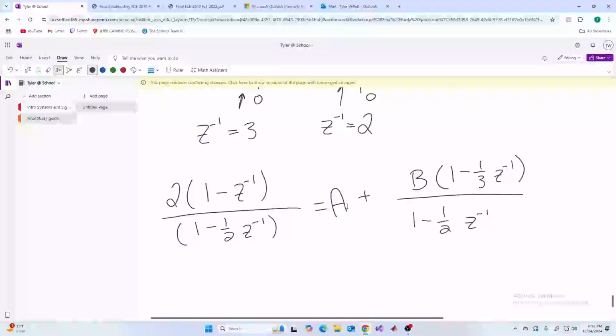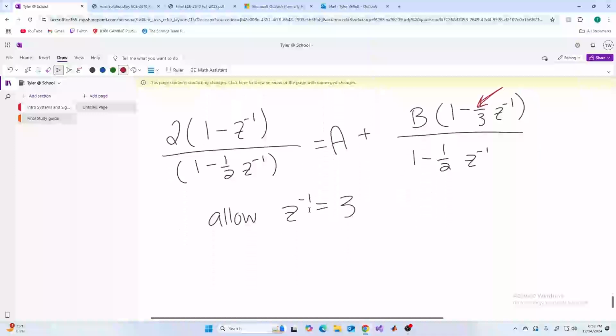If I allow for this, let me clean that up. Allow z to the negative 1 to equal 3. What happens? This here goes to 0, and all that I have left is 2, 1 minus 3 all over 1 minus 1/2 times 3. And I have that equals A.